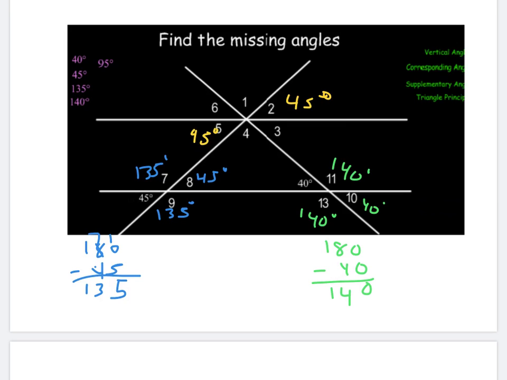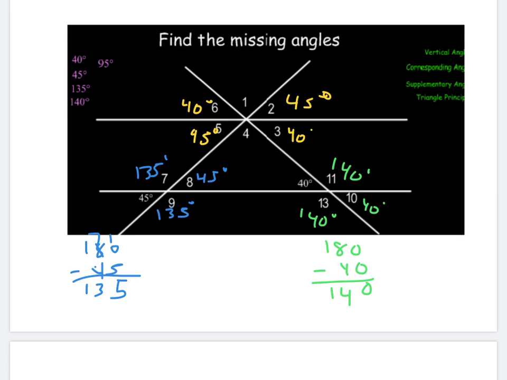If we're looking at the bottom, if I were to pick up the other side, the green side, and put it up on top where the other parallel line is, angle 10 is going to correspond to angle 3. It's on the bottom right of the transversal. So if angle 10 is 40 degrees, angle 3 has to be 40 degrees as well. Angle 6 is then also going to be 40 degrees because it's vertical, or across from angle 3. So angle 6 is then 40 degrees as well.